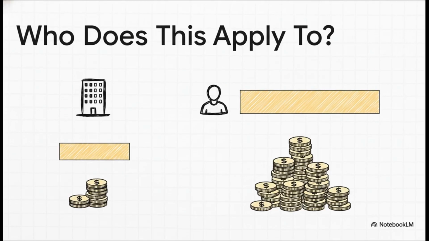So does this apply to everyone? Nope. There are specific thresholds you need to hit. For companies, you need to pay attention if your total revenue or gross receipts is over 50 lakh taka. For individuals, that bar is set much higher at 3 crore taka. If your business is below these numbers, then you don't have to worry about this particular path.